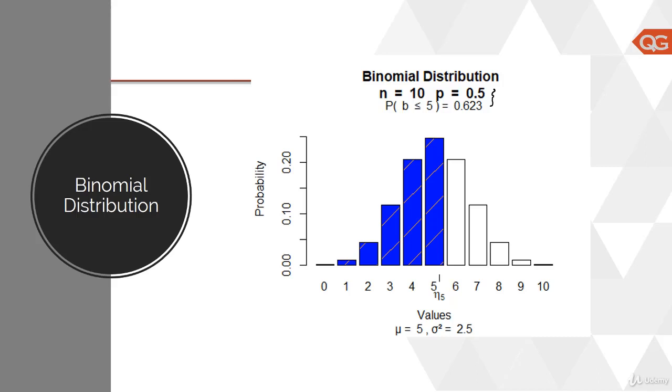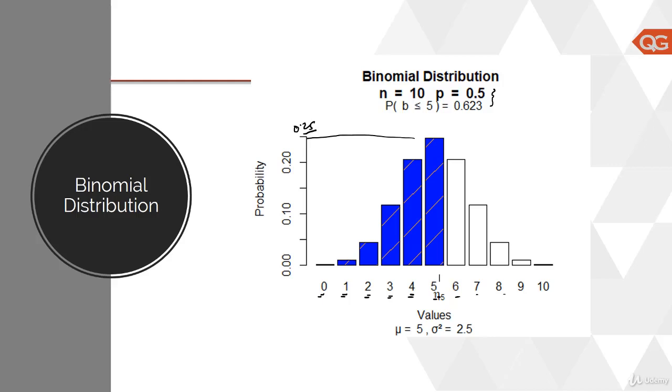What this means is that the probability of getting 0 heads is very low. This is the probability of getting 1 head, 2 heads, 3 heads, 4 heads, 5 heads. The probability of getting 5 heads is something around here, which would be 0.25. And then the probability of getting 6, 7, 8, 9, 10 heads. So this is how a binomial distribution is drawn.